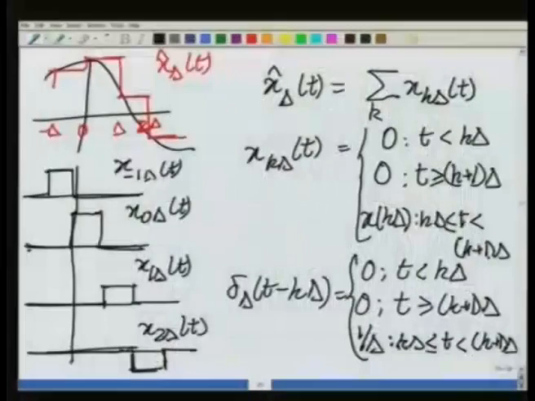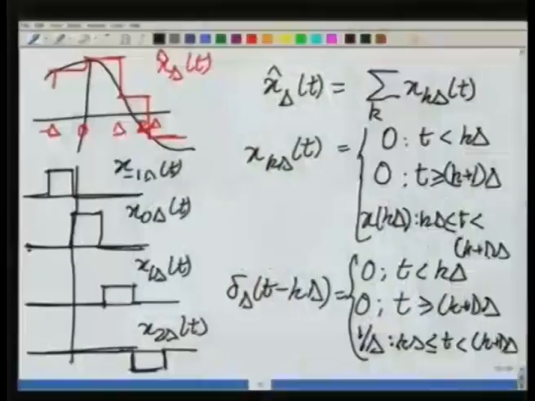So, this is delta delta t minus k delta, that is the delta delta signal, the approximate impulse shifted to the point t equal to k delta, and this is the component of the staircase approximation, the kth component of the staircase approximation x hat delta of t. This kth component is what we have called x k delta of t.